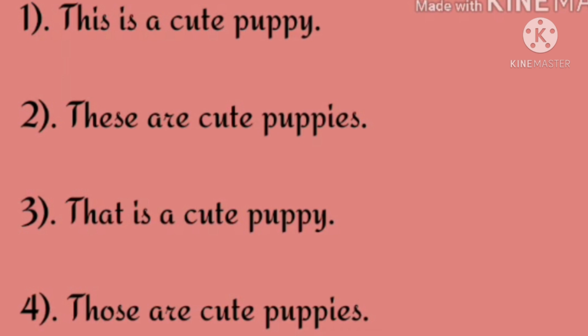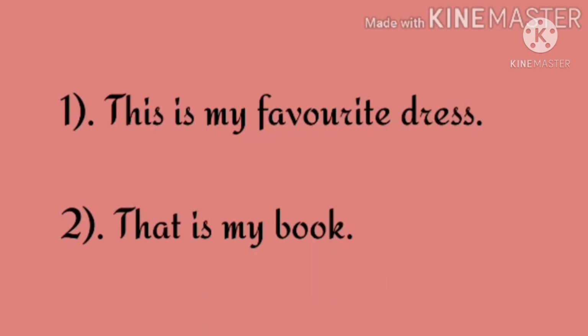Those are cute puppies. Children, in these sentences, the words this, these, that, those are referring to noun puppy or puppies, right? And so they are pronoun. They are pointing towards noun puppy and puppies, right? Look at another example. This is my favorite dress. That is my book. Here also in the first sentence, this is pointing towards noun dress, and in the second sentence that is pointing towards noun book.